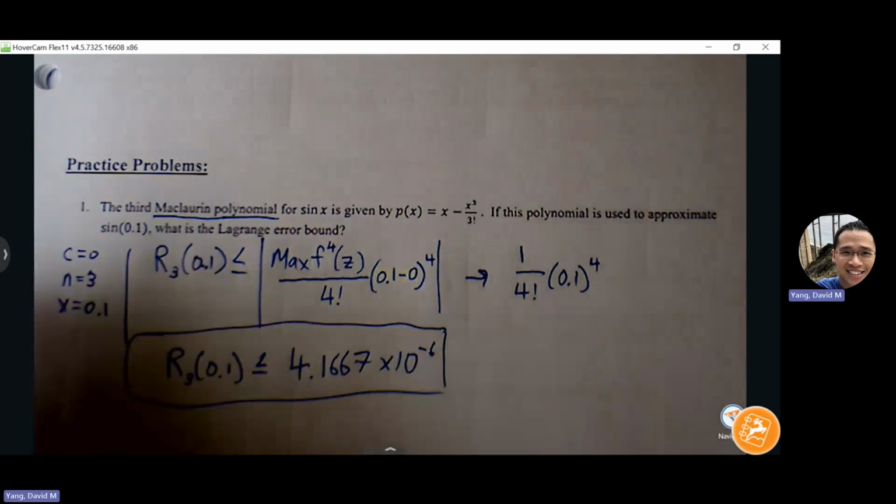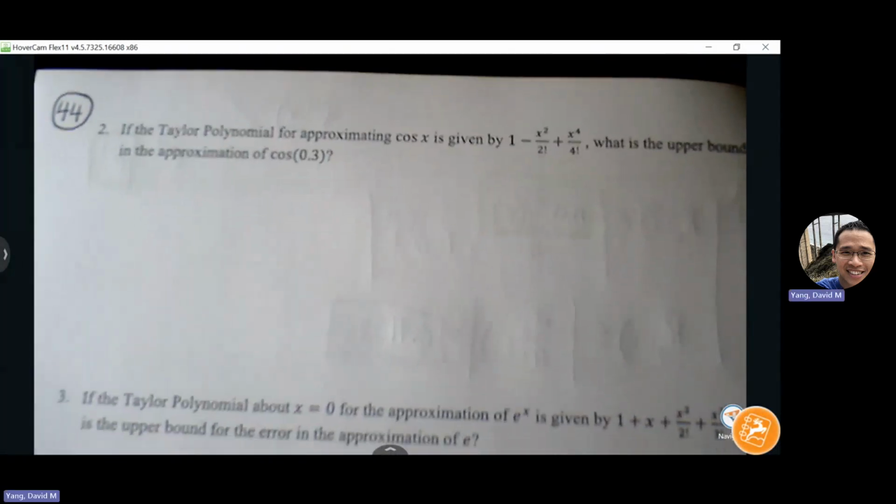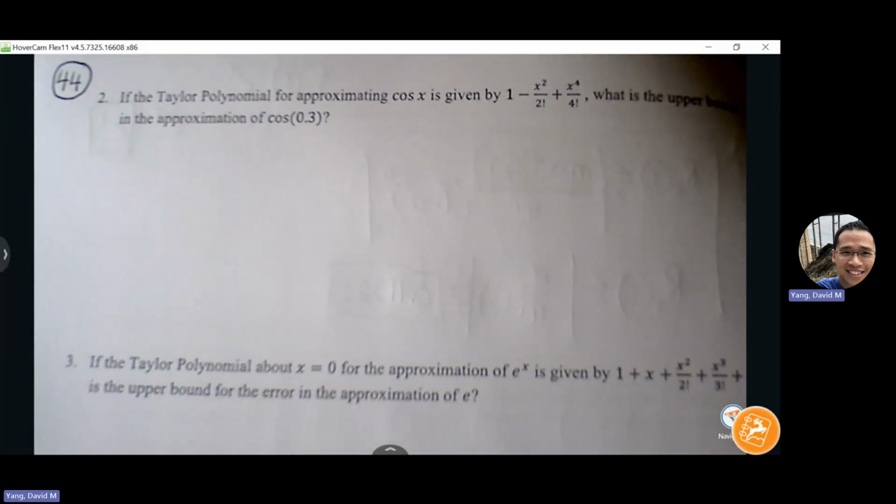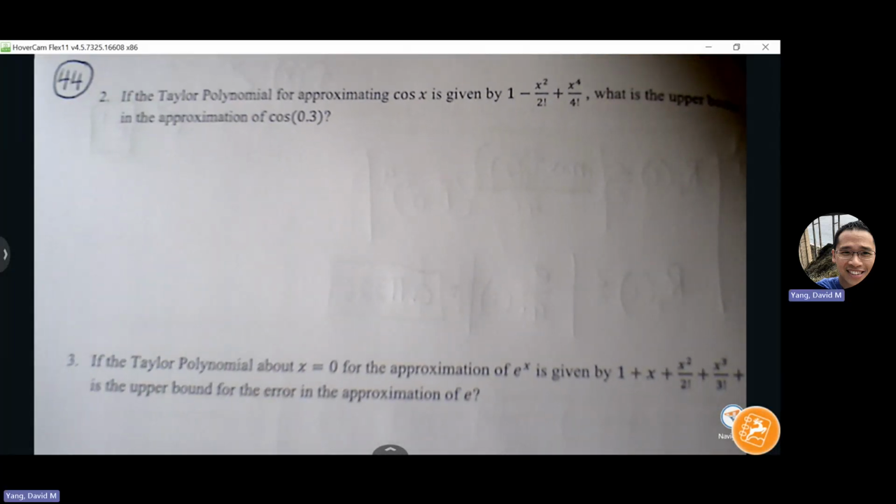Okay, let's keep going. We'll just do as many as we can, so we can see as many of these examples. Okay, page 44.